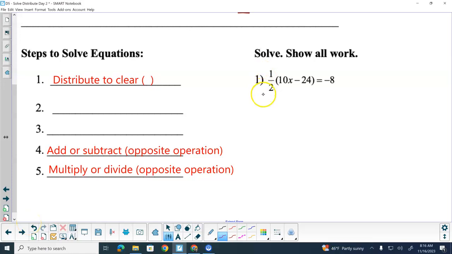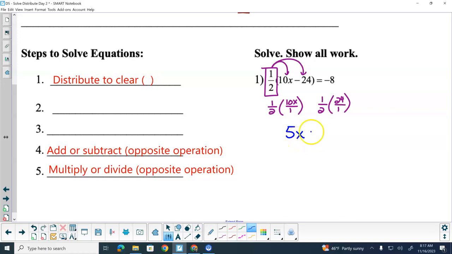So whatever's outside the set of parentheses needs to be distributed into all of the parts inside the parentheses. So here we would have 1/2 times 10x over 1. I'm just going to put it right away over 1. And we would have 1/2 times 24 over 1. 10x on top, right? 2 on the bottom. 10x divided by 2, 5x.